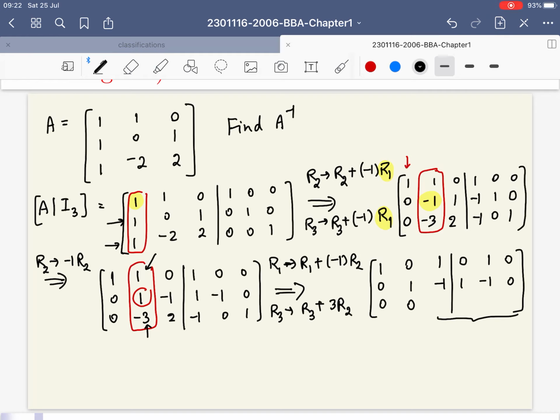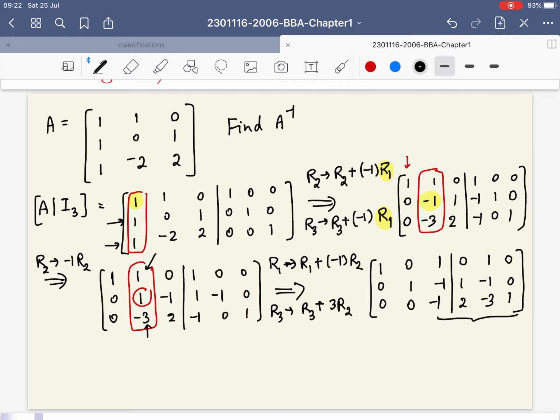And for your R3, you need to add 3 times R2. So here is a negative 3, and then plus a 2, you got a negative 1, is it? Here is a 3, and then you add negative 1, so you have a 2. Here is a negative 3, you see, plus a 0, you have a negative 3. There is a 0 plus a 1, so you have a 1.